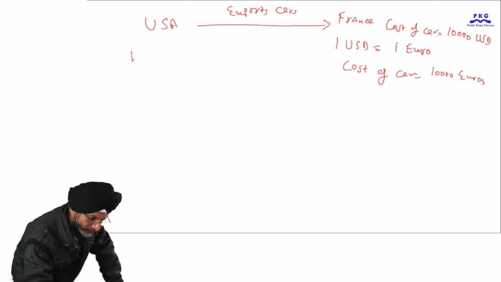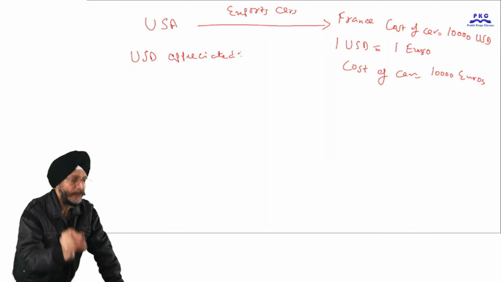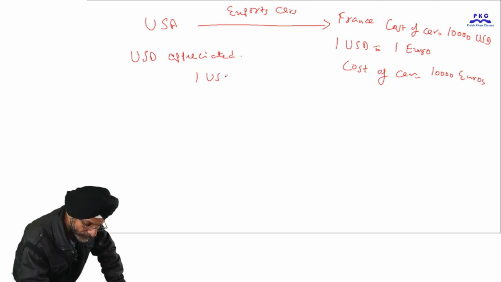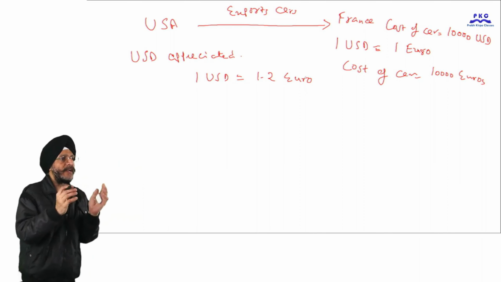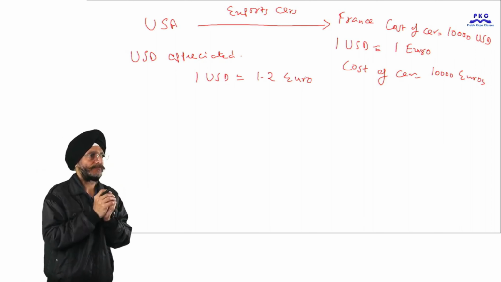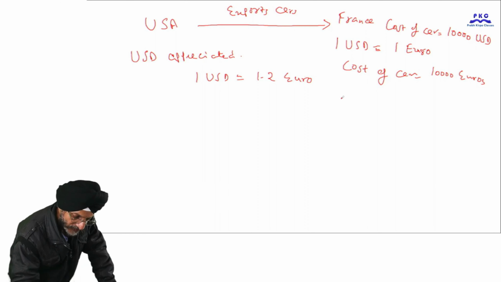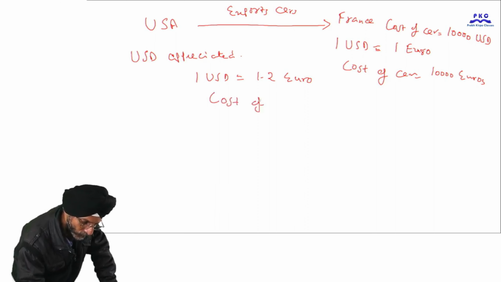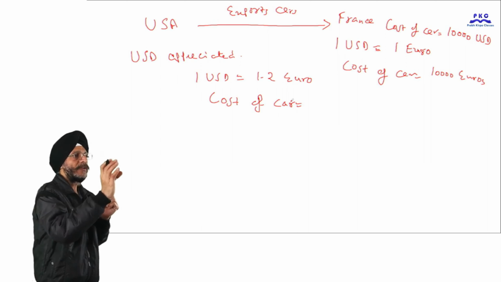Now the US dollar has appreciated, and the exchange rate between US dollar and euro has become 1 US dollar equal to 1.2 euros. After appreciation, for 1 US dollar, the residents of USA can now get 1.2 euros. That is more of the foreign currency they can get. Now what is the cost of the car? After appreciation of the US dollar, what the residents of France will have to pay to purchase the said car.